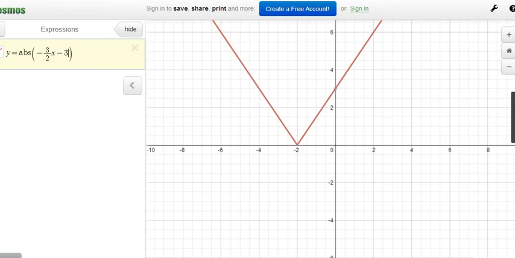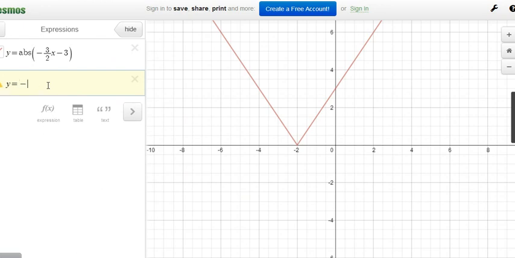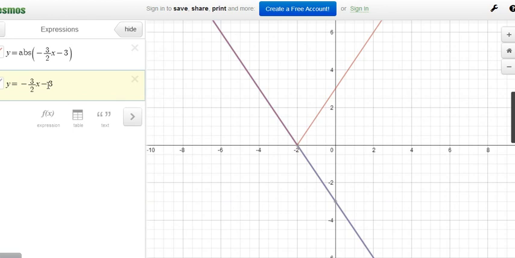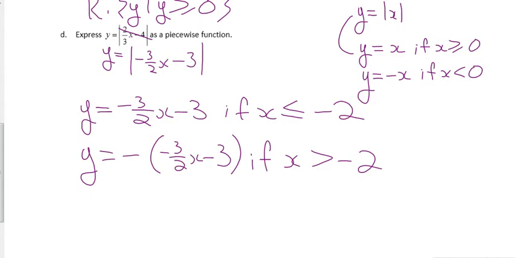Now, to verify that, we could, of course, graph that. And I think I can set restrictions. So y is equal to negative 3 halves x minus 3, comma, x greater than negative 2. I don't think that's supposed to graph like that. You need to put a space after that. Well, sorry, I don't understand. Maybe try something simpler. Okay, whatever. There is a way you can do it. I just, at the moment, don't know that, and I'm not going to spend the time looking it up.